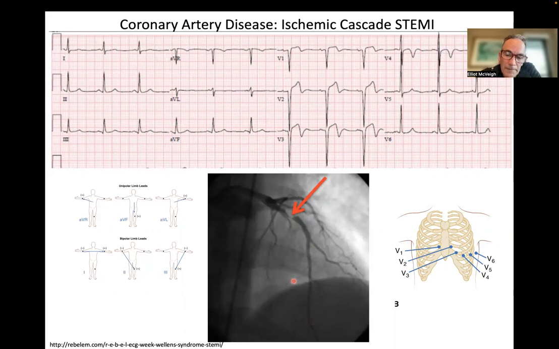Now, evolutionarily speaking, you would wonder, well, why don't you have a lot of collateral vessels coming down the heart so that you could lose a couple and still have normal flow, right? It's a good question, right?